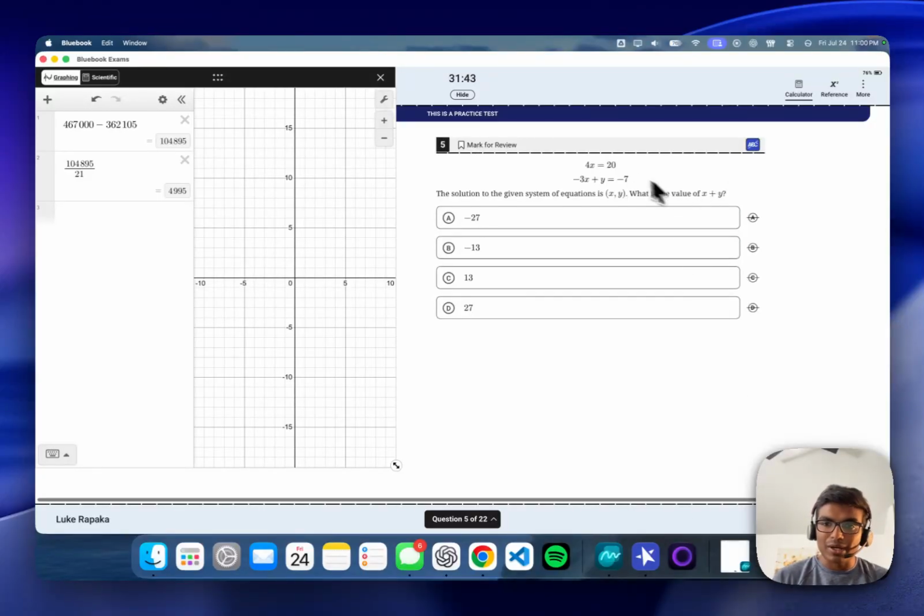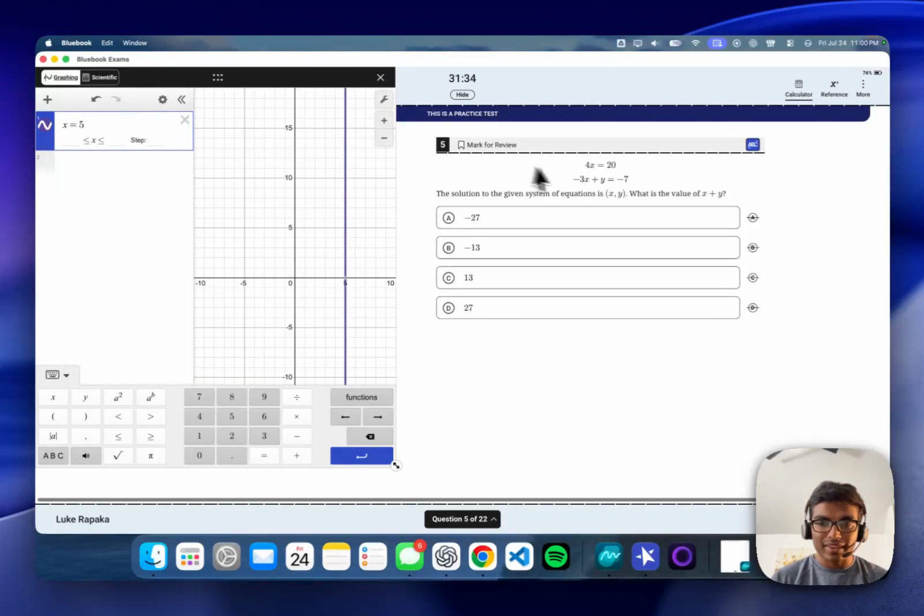Okay, what's the value of x plus y? This is pretty easy. For the first one, I can just divide both sides by 4, and I get x equals 5. Then if I sub that in, or actually I don't even need to sub that in, the solution, oh yeah, I should sub that in, okay.